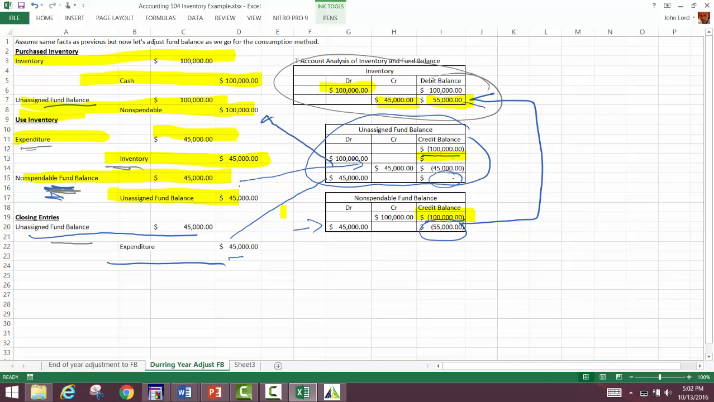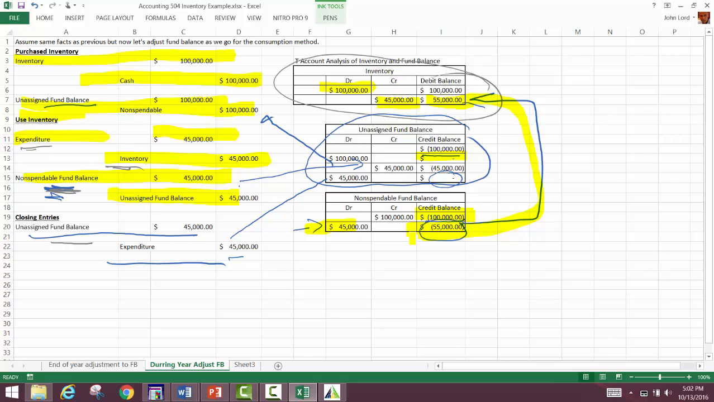When I debit the non-spendable, is it showing the 55,000 now the way I want it to? I credit it at the beginning of the year. As I use up 45,000, I debit it. It's showing the correct balance, and it's still matching the inventory, isn't it? Still matching the inventory? Okay.